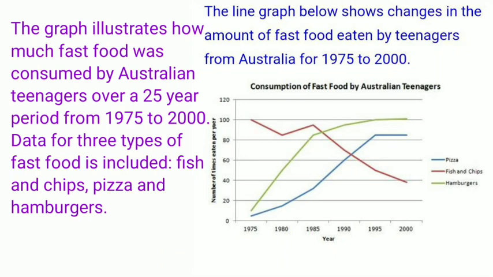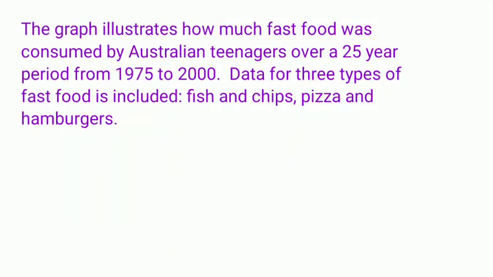Now I will give you a model answer which I have prepared for this task. Starting our sample answer: the graph illustrates how much fast food was consumed by Australian teenagers over a 25-year period from 1975 to 2000. The data for 3 types of fast food is included: fish and chips, pizza and hamburgers. You can skip this line.